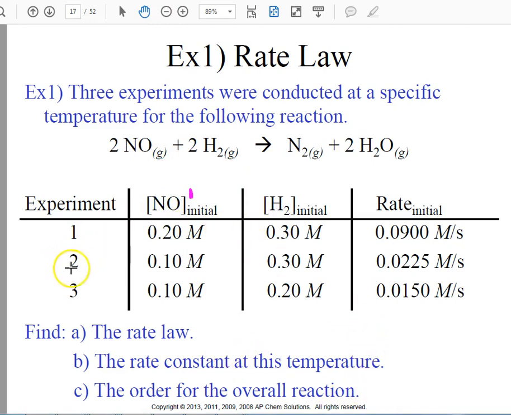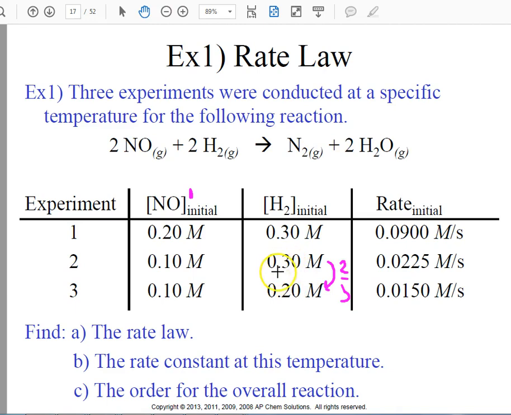All right, now let's look at experiment 2 compared to experiment 3. So when they move from experiment 2 to experiment 3, they keep the concentration of NO the same, but they change the concentration of the hydrogen this time. And that's good because now we can study the hydrogen by keeping the NO constant. What did they do to the hydrogen's concentration here? Well, they took 2/3 of it, right?